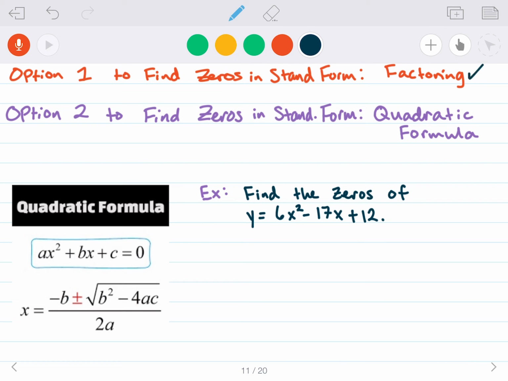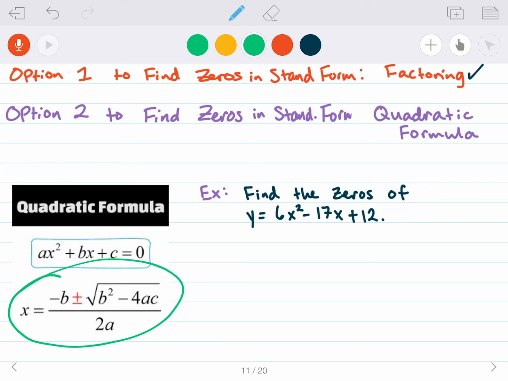Okay, so we took care of that, factoring. Sometimes you can't factor, or sometimes, dare I say it, you may not want to factor. There's another option for you, and that is the quadratic formula. It's this. That's basically what it is. Okay, so you're in standard form. All right, we're in standard form. We love it. It's equal to 0. Great. Once that happens, we can use this lovely formula right here.